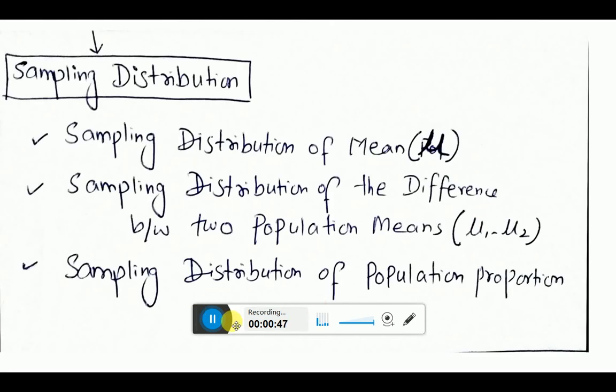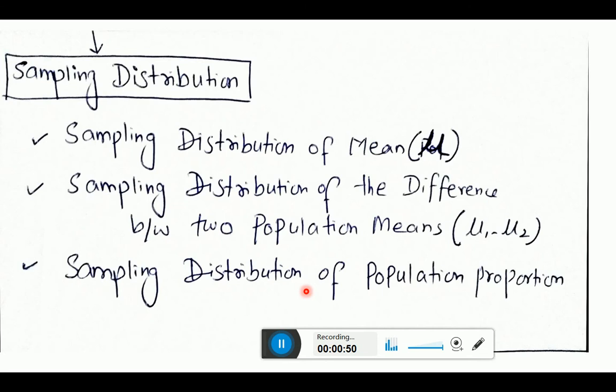If you remember, I told you that in this section of sampling distribution we will cover a total of three parameters. The first parameter was the mean, and we discussed its two properties, mean and variance. Then we discussed the sampling distribution of mu 1 minus mu 2, the second parameter, and again its two properties, mean and variance. Today we are going to start our last section of sampling distribution, that is the sampling distribution of population proportion.